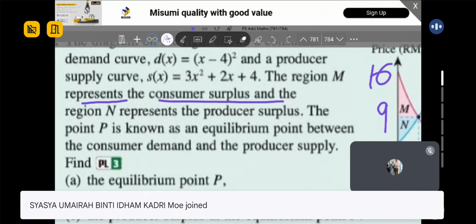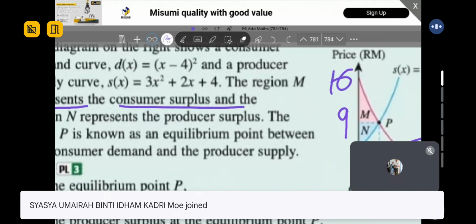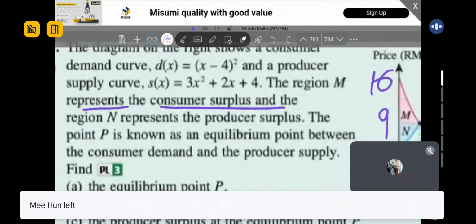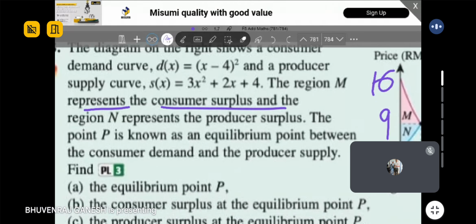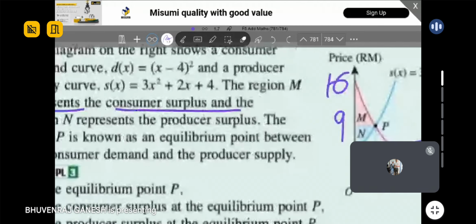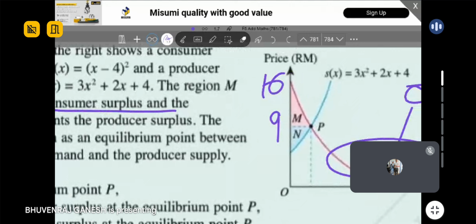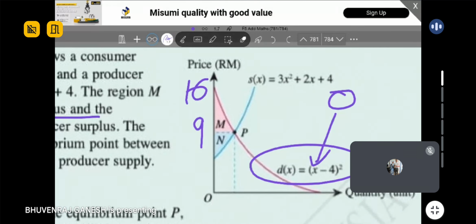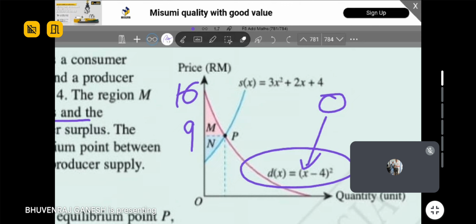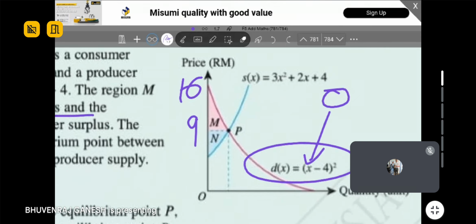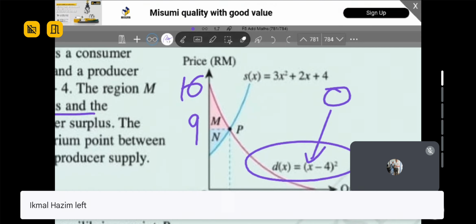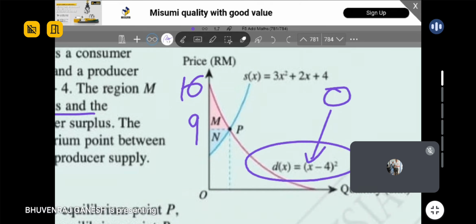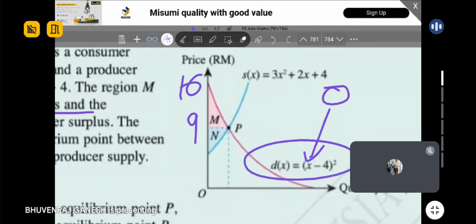Let me see. Okay, they want you to find the surplus. So must understand a bit here. Region M is consumer surplus. So basically, what you must do here is, wait, let me see, guys. The working is a bit confusing. Wait for a while, let me interpret this. Okay, I get it already.